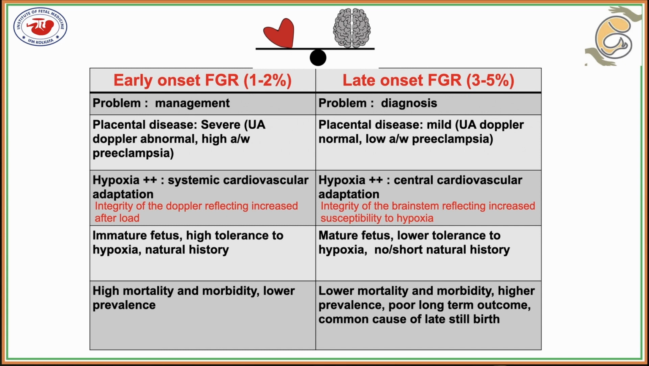And this category of early onset has high mortality and morbidity, though there is lower prevalence. The late onset prevalence is almost as high as 10%, and this has 1 to 2%. So it's much lower prevalence but high mortality and morbidity. Here you have lower mortality and morbidity, but they have high prevalence and poor long-term outcome, and this is a common cause of late stillbirth. So this is more dangerous, and management is more tricky in this case. This is relatively less dangerous but difficult to pick up these cases. That is why stillbirth is more common in this, because we have failed to pick up these late onset FGRs, right? Again, we will come back to this.